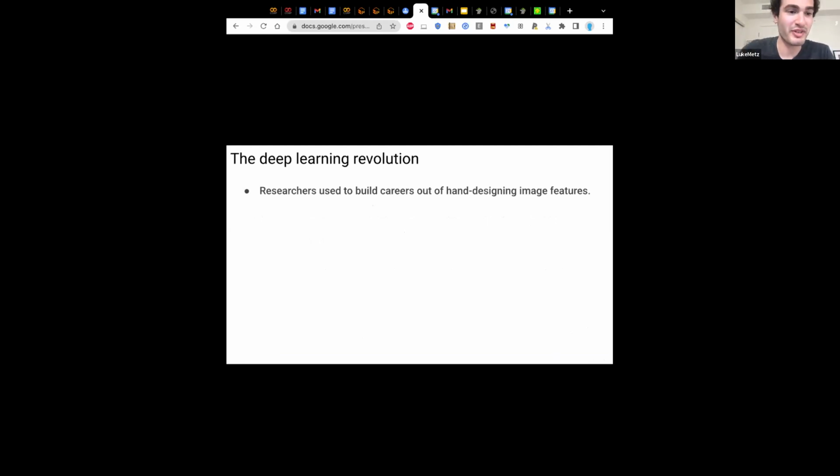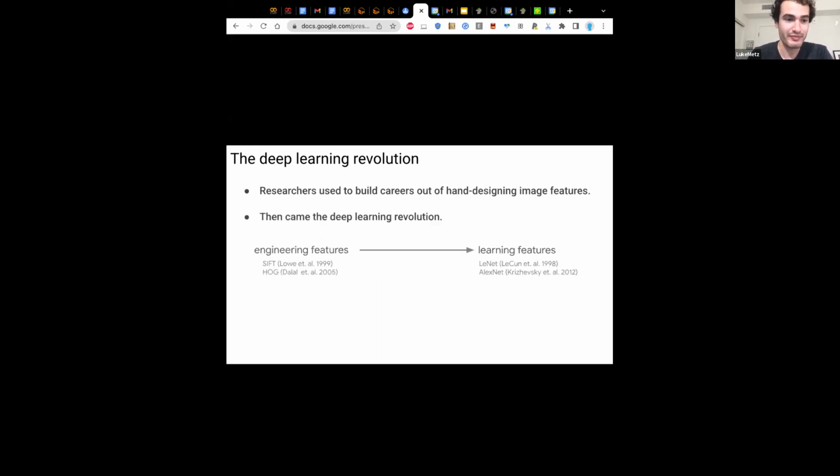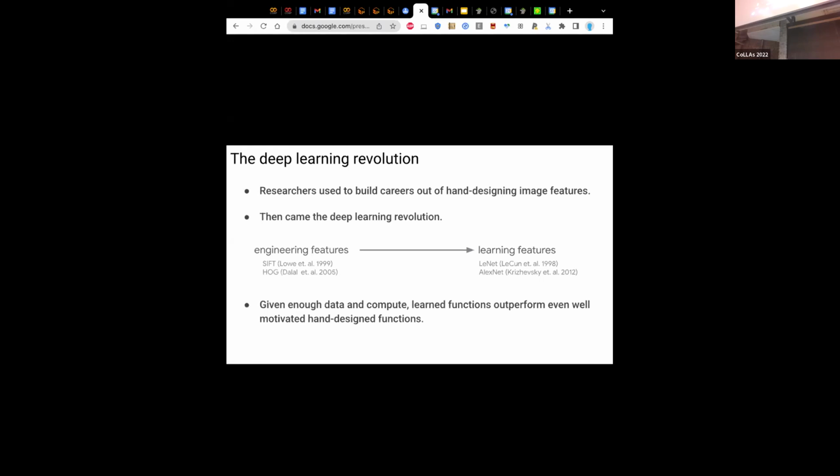So we all know the deep learning revolution happened. Researchers used to build entire careers out of hand designing image features. And then came deep learning, where there's a shift between engineered features and learned features. So things like SIFT and HOG transitioned to neural networks. The general principle here was that given enough data and compute, these learned functions outperformed even the best hand designed methods. And now, almost no one has a job designing these hand designed features anymore. It's entirely these neural networks, or almost entirely these neural networks.